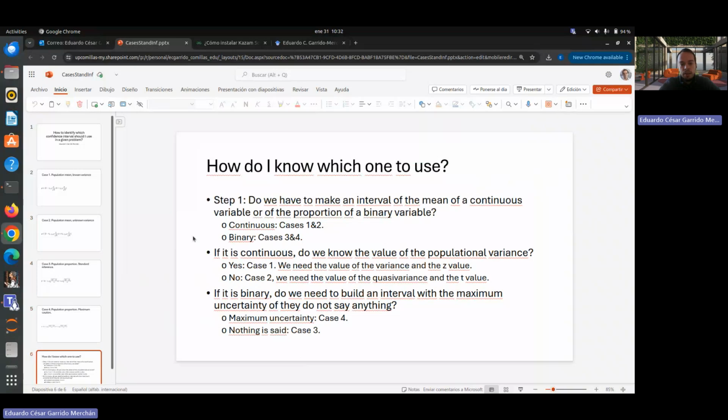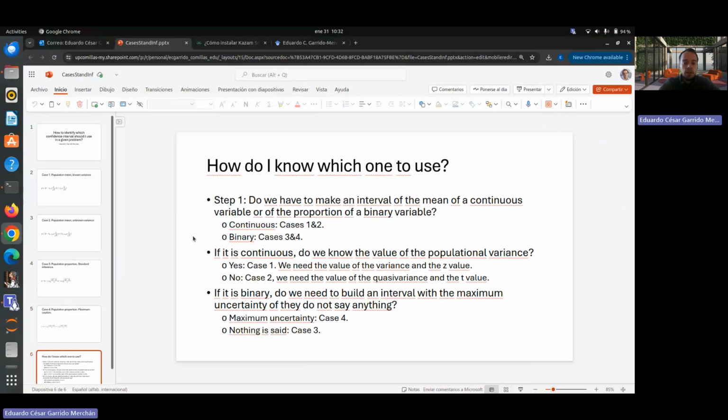So to sum up, maybe the most important slide of these slides that we have seen. How do I know which one to use? Easy, you can follow these steps. Step 1, do we have to make an interval of the mean of a continuous variable or of the proportion of a binary variable? If it is the continuous variable, like for example, the grades of the exams, the profits of my company, and so on, then we have to choose cases 1 or 2. If instead we are asked for a binary variable, for example, the percentage of students that pass statistics, or whether your companies are going to be bankrupt or not, then we are in cases 3 and 4.